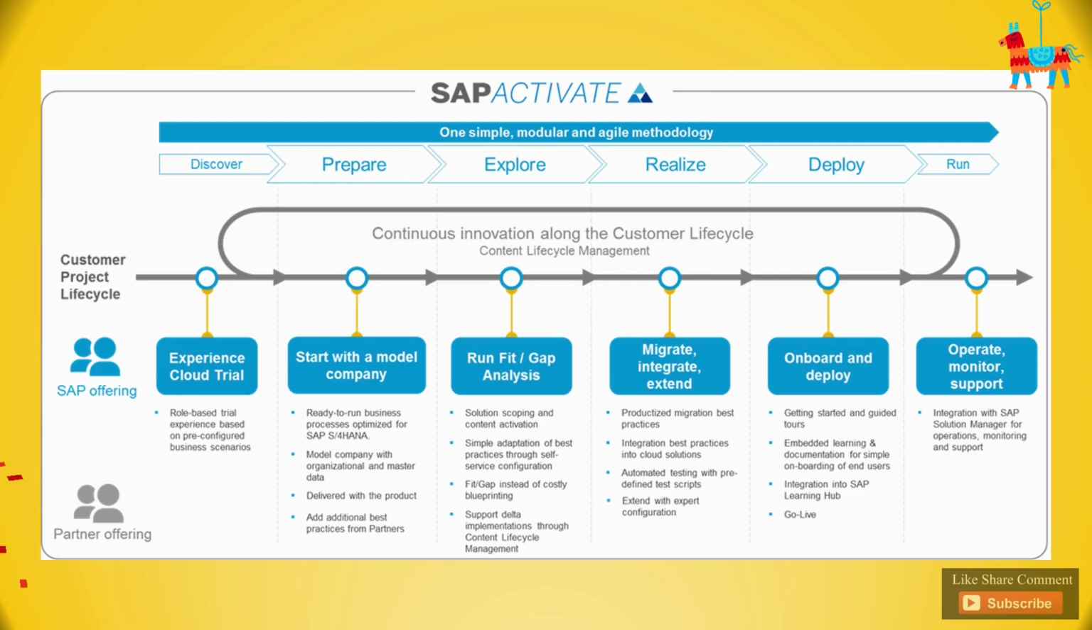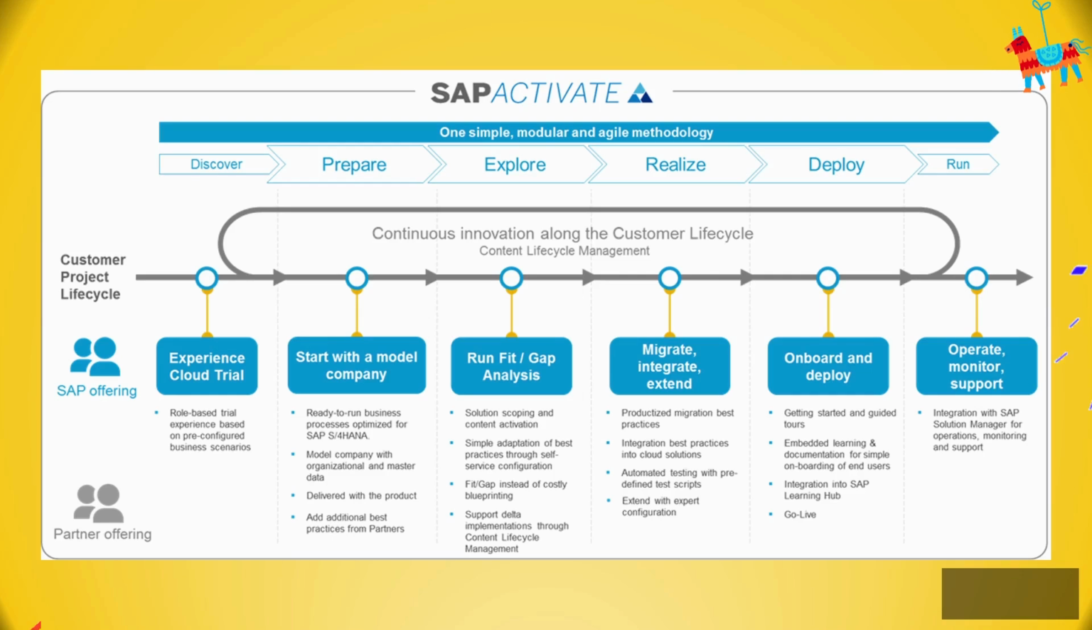If you see the blue boxes, the discover, that means experience cloud trial, role-based trial experience based on pre-configured business scenarios. So we can see if some system is already available that can be used, we can do the discovery on that. Then the preparation: prepare ready to run business process optimized for S/4HANA, then model company with the organization and master data, delivered with the project. So these kinds of components come under the prepare column.